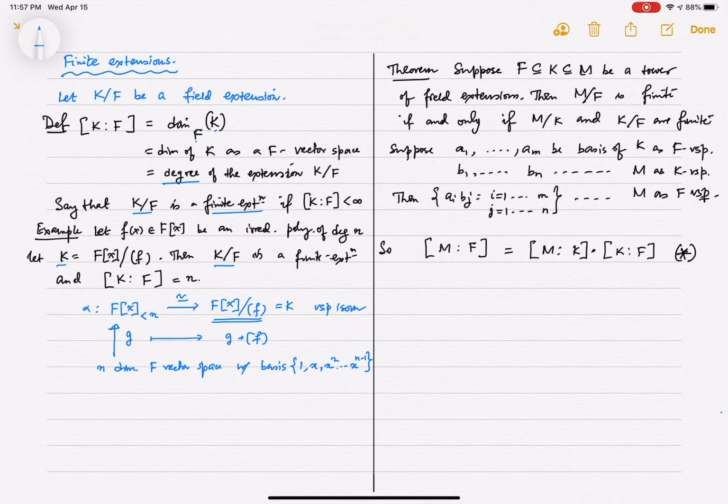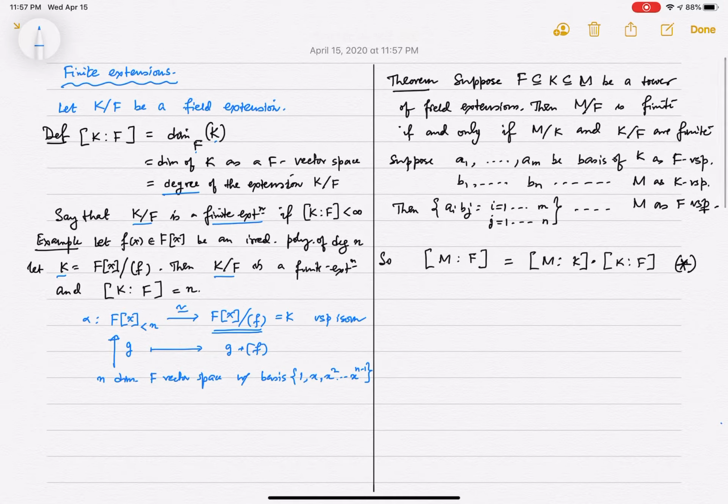Okay? So these are the kind of extensions we are looking at. And we look at this because in this extension, f has a root, whereas because little f was irreducible in capital F[x], it didn't have a root in capital F. But in capital K, the polynomial has a root.